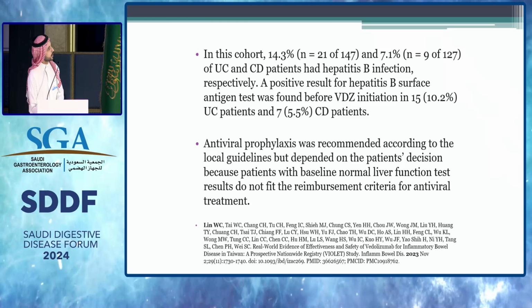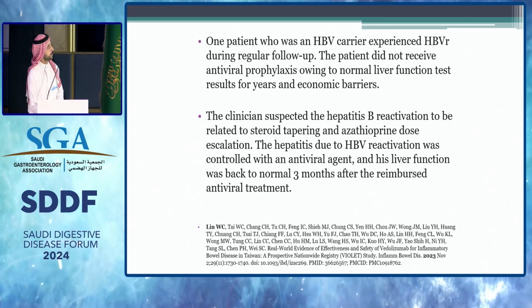260 patients, 14% of them and 7% of them were UC and CD respectively, had Hep B. Positive result for surface antigen was found before vedolizumab initiation in 15 UC patients and 7 CD patients. So they gave antiviral prophylaxis according to the guidelines, except some patients who did not fulfill the reimbursement criteria. And then only 1 patient had experienced reactivation. However, the clinicians suspect that that reactivation is not really due to the vedolizumab, and they attributed it to the recent tapering of steroid and azathioprine dose escalation.